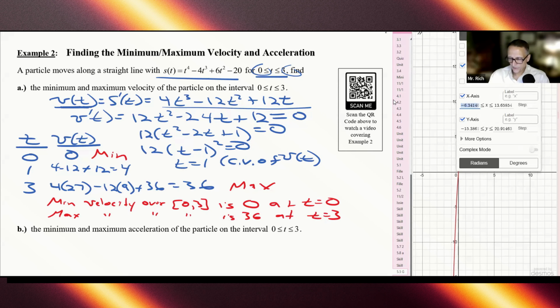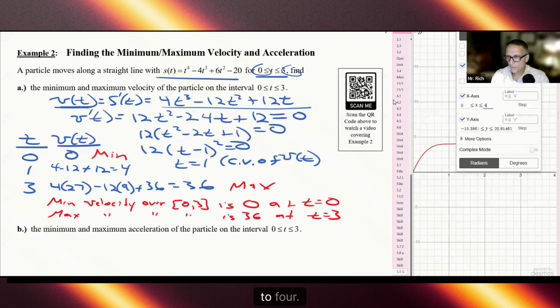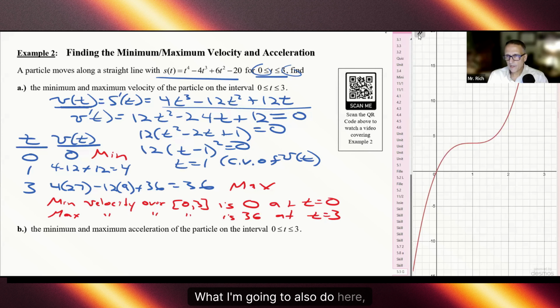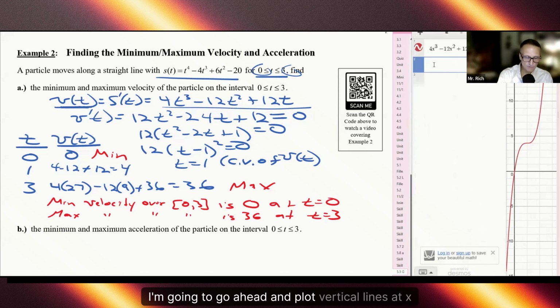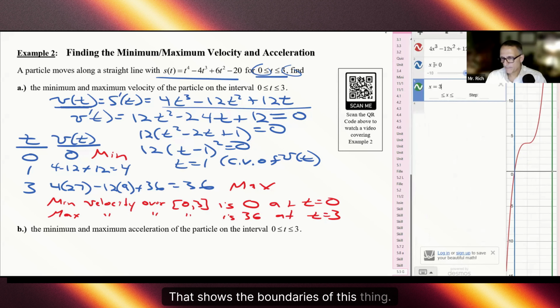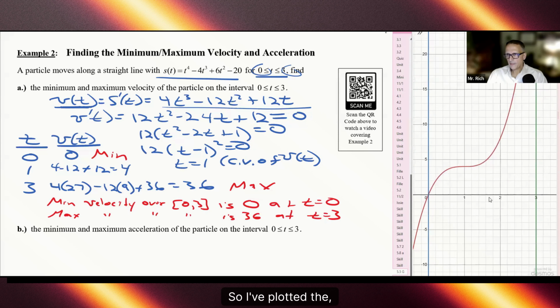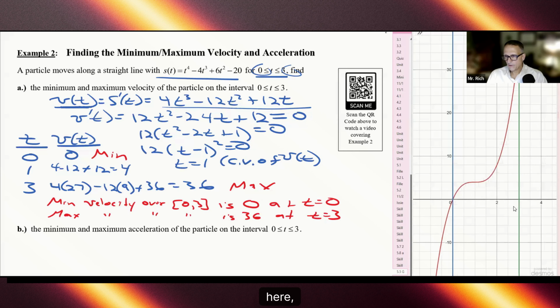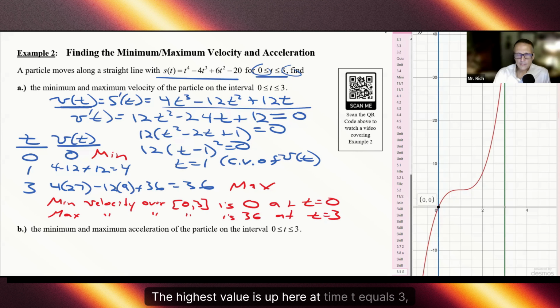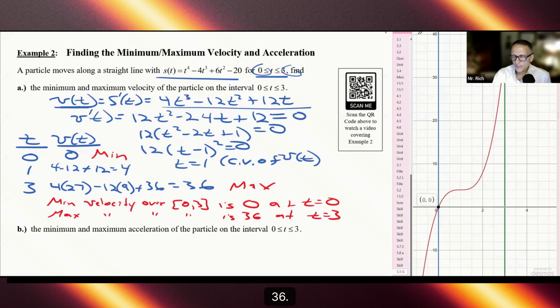So on my x-axis, we're just going to go from 0 to 4. All right. So we see that. What I'm going to also do here, class, I'm going to go ahead and plot vertical lines at x equals 0. That shows the boundaries of this thing. So I've plotted the locations here, the closed interval from 0 to 3. So yeah, you can see that the lowest value is over here at 0. The highest value is up here at time t equals 3, which is a 36.